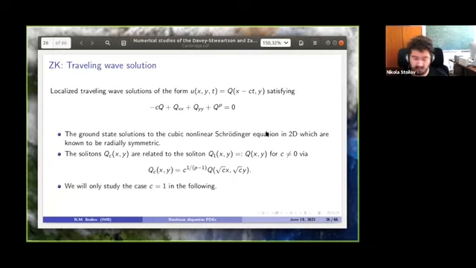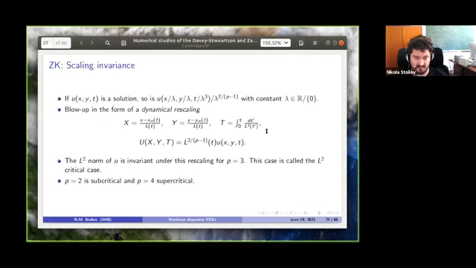There is a traveling wave solution, so we call it Q. You can consider it a soliton. It goes only in the positive x direction. So these look like lumps, but move only to the right in x.